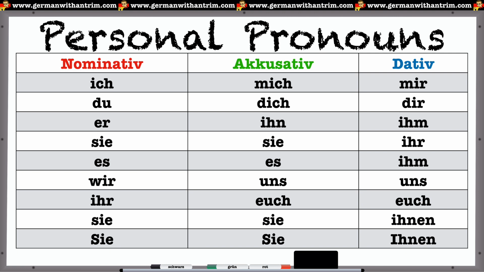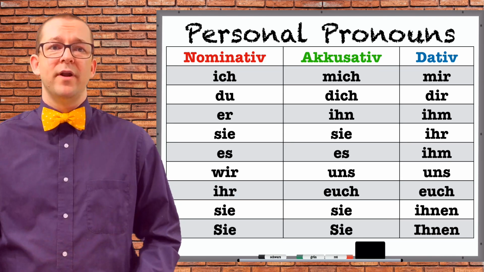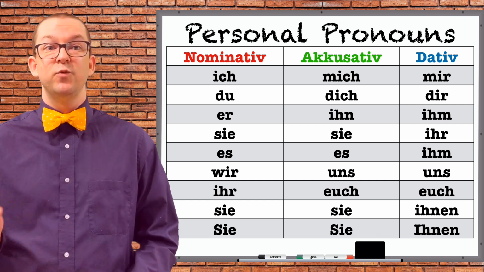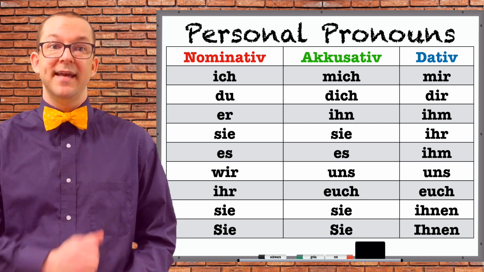Wir becomes uns in both accusative and dative. Ihr becomes euch in both accusative and dative. The two sie's at the bottom of the chart, both they and you, stay sie in the accusative case, but they both become ihnen in the dative case. Don't forget to capitalize Ihnen when it's being used as the formal you. Now that you know what the pronouns are in the three cases, you can follow the pronouns in the examples as I switch between nominative, accusative, and dative.